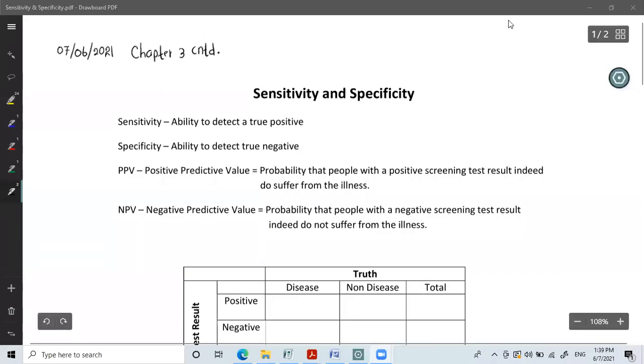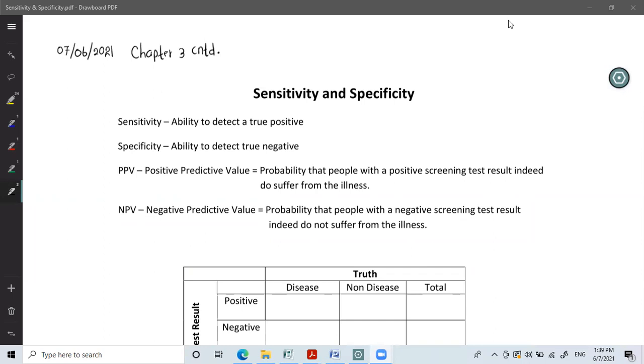So today we are going to talk about sensitivity and specificity. In simple words, sensitivity means the ability to detect a true positive. Specificity is the ability to detect a true negative. So what does that mean?